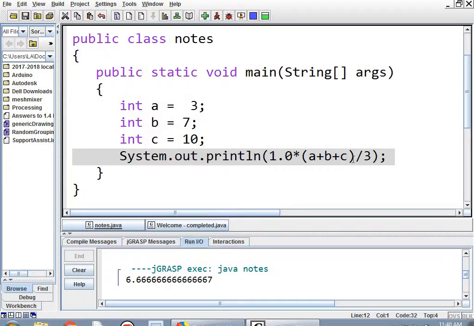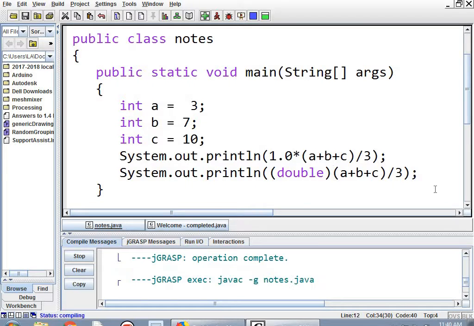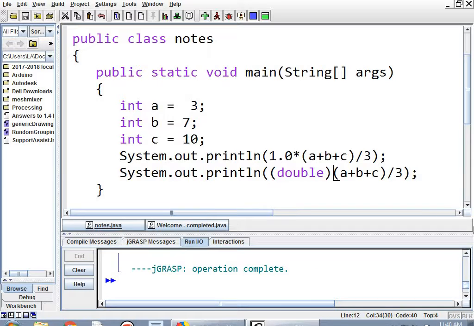Another way to do it is to literally write the word double in front of that thing. So parentheses double. So see, that's using the official casting command notation. What that does, before it does the division, it does a plus b plus c and then turns it into a double and then divides by 3. Let's verify. So we should get that number twice. Yep. Okay, and there's another way to do it.